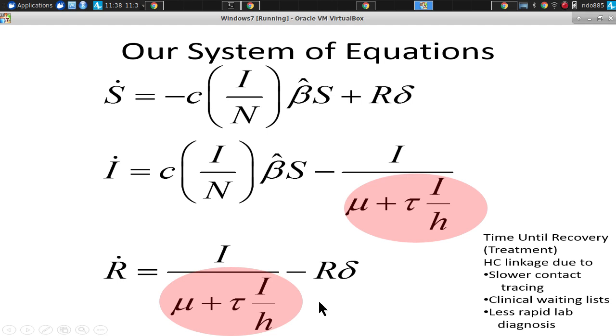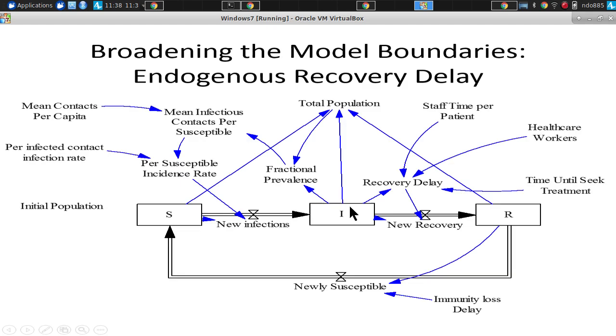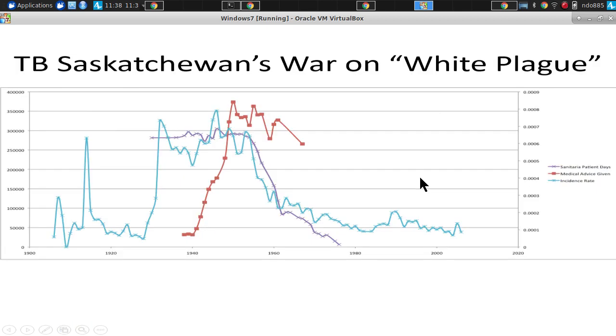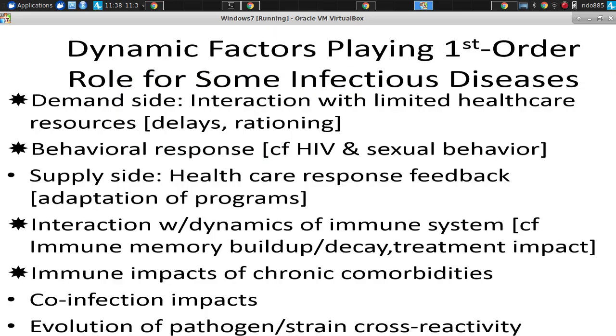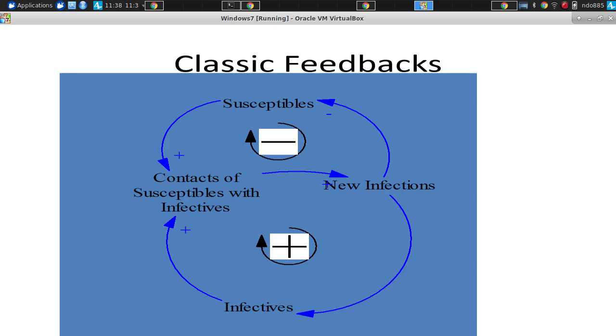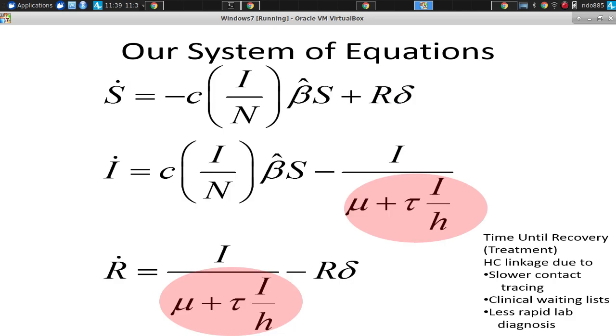That's why we have a recovery time; earlier our recovery time was fixed. It was some fixed recovery time, mu. This is the recovery delay. Here, the recovery time is going to be a function of state. Because if there's lots of infectives in front of me, it's going to take me longer to recover.